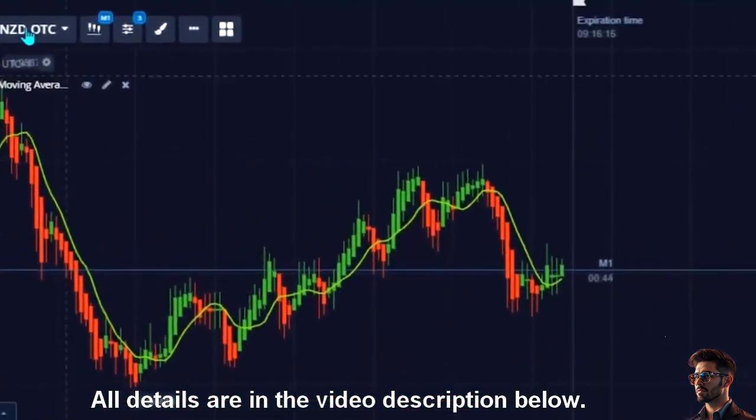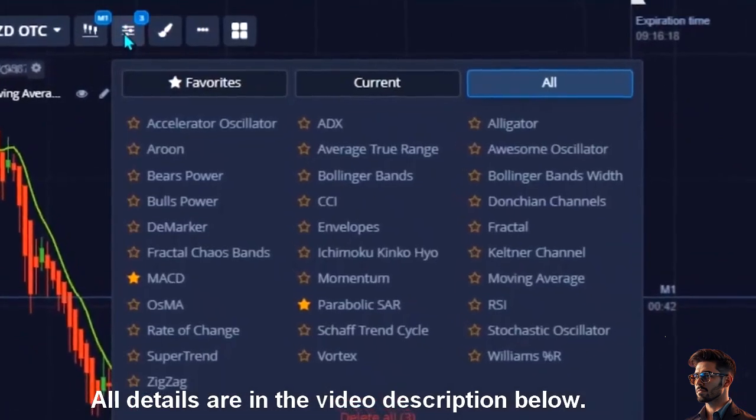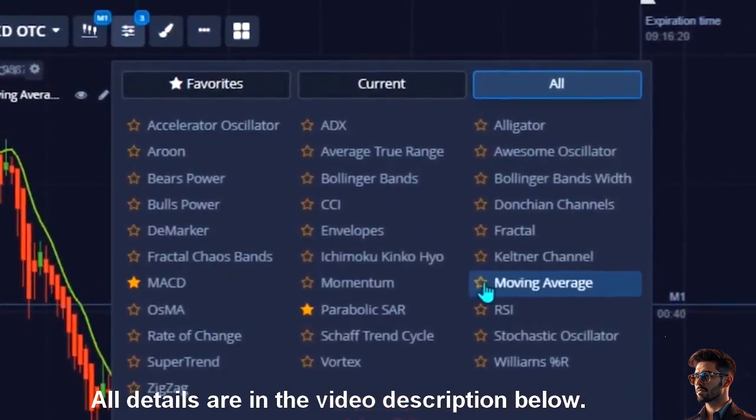So if you're new to this broker, this is where you put up your indicator. Just click this section right here and you're going to find all the indicators right here.